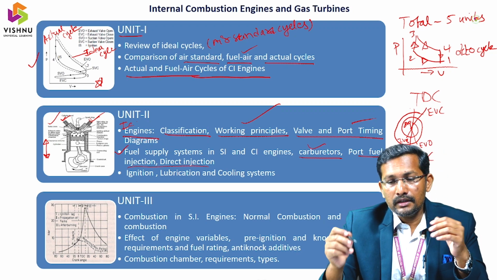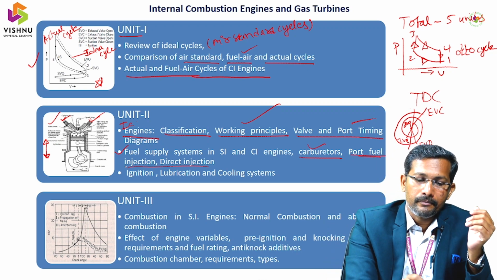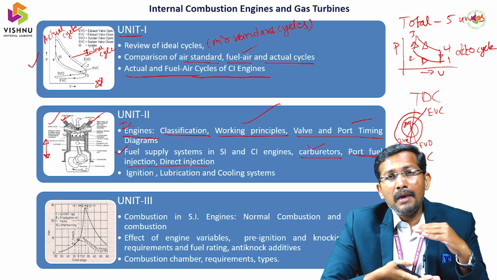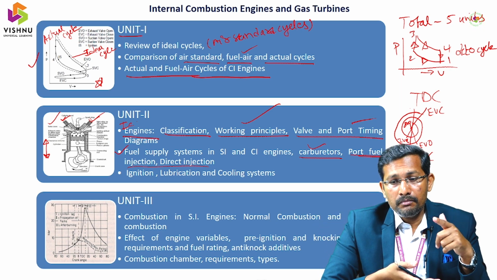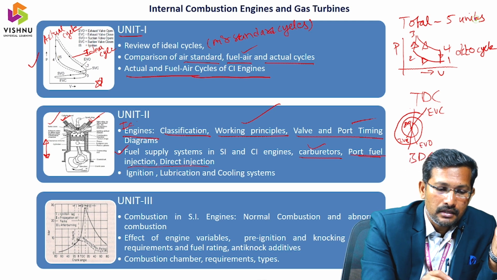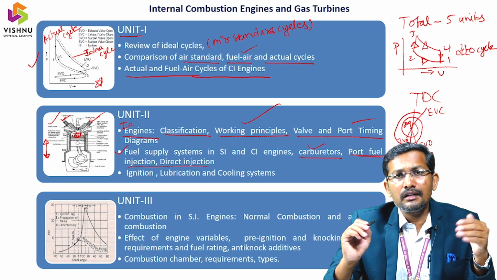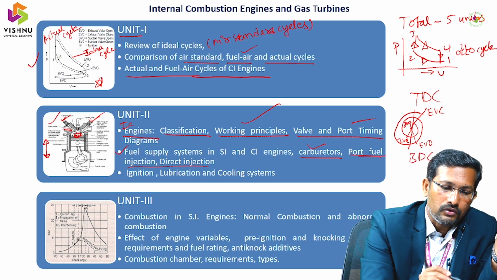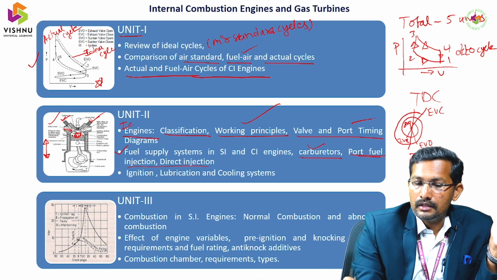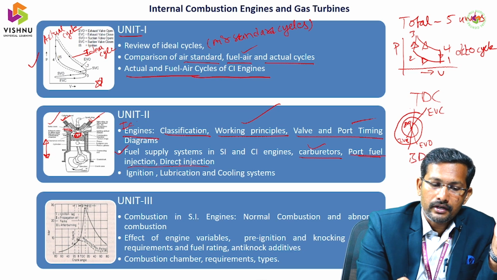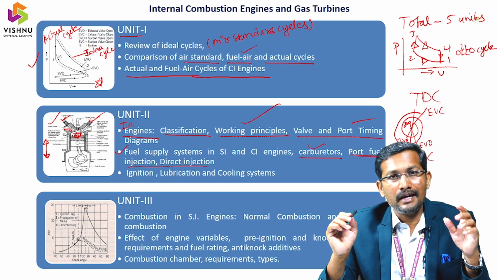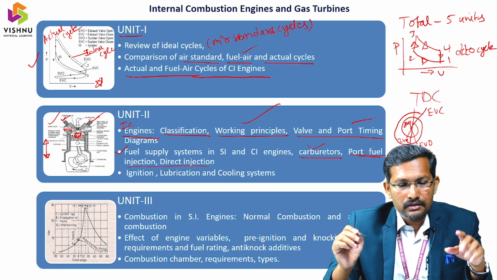And also one more thing, port fuel injection and direct injection. Suppose you are injecting the fuel in the inlet manifold, not in the combustion chamber. This red portion is the combustion chamber. You are not injecting the fuel into this combustion chamber, you are injecting into this port, that means at the inlet valve. Then that is nothing but port fuel injection. If you are injecting the fuel directly in the combustion chamber, it is called direct injection. That is the difference.